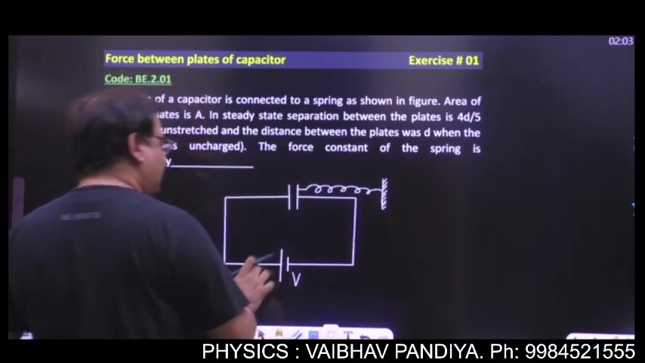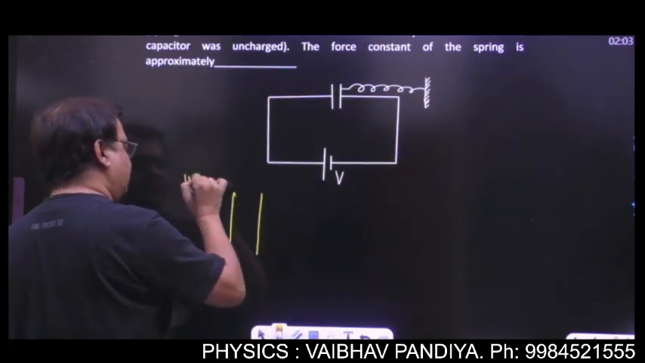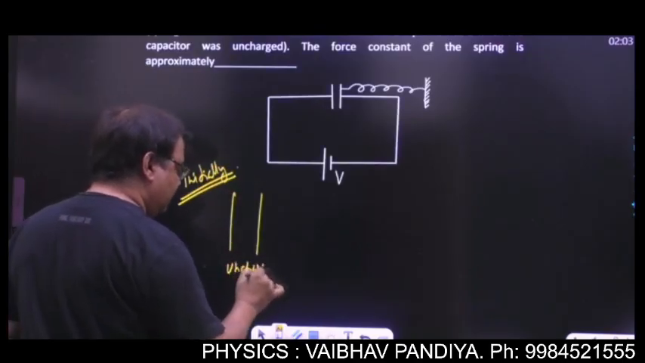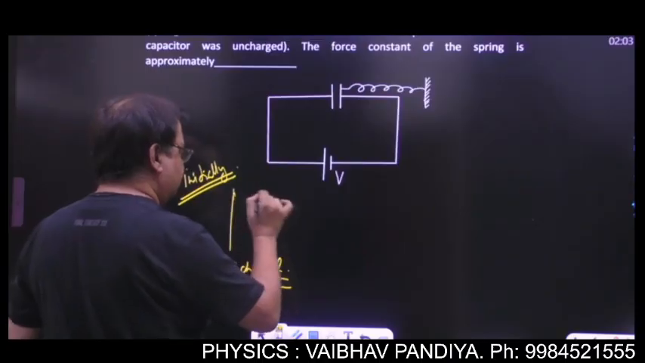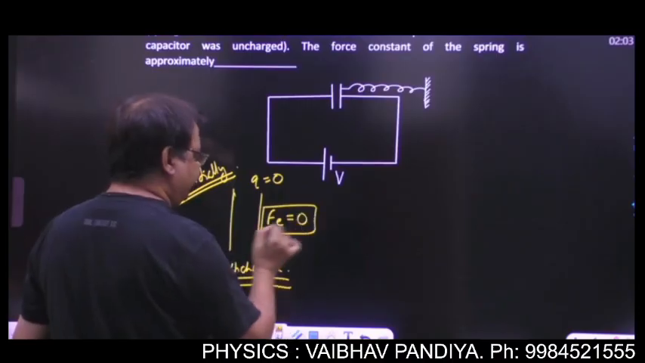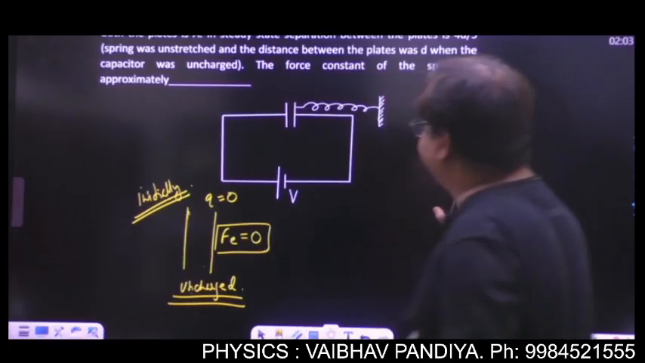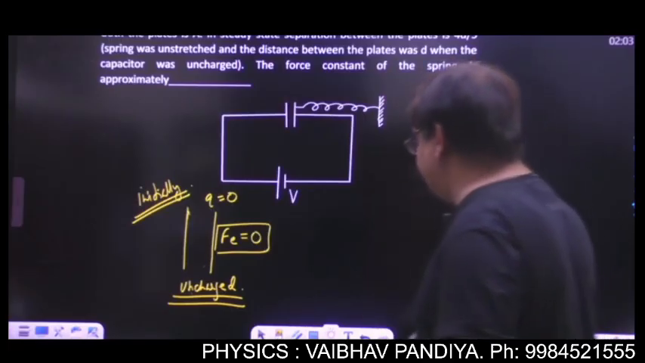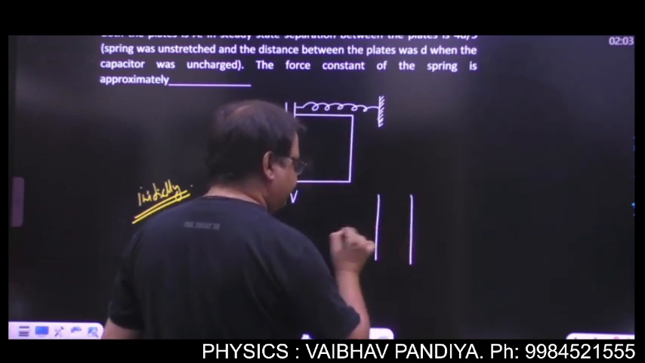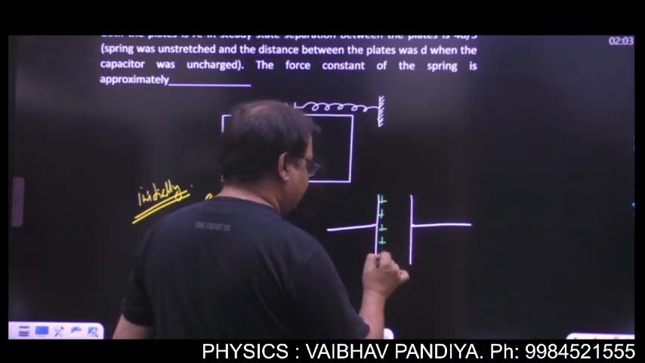Okay. Now, initially, we have a neutral or uncharged capacitor. So there is no charge on the capacitor, so there would be no force on the plates. Already we have seen this in the fundamental lecture on force between the plates of the capacitor. Now when it is charged through a cell V, what will happen in the steady state? We have seen that in the steady state, the capacitor will get fully charged, correct?